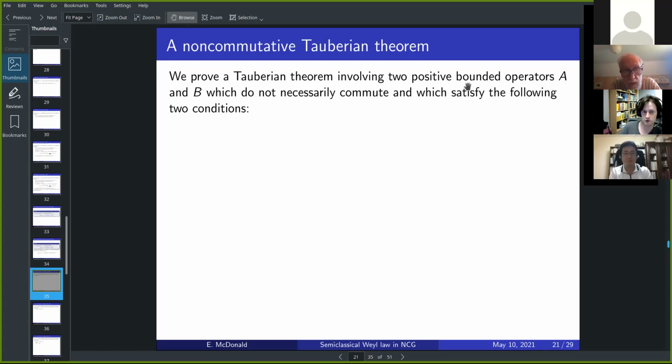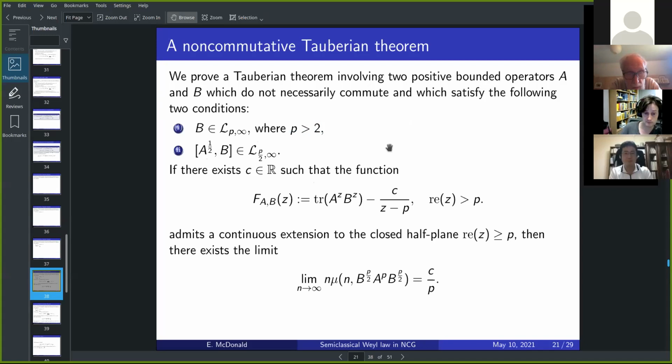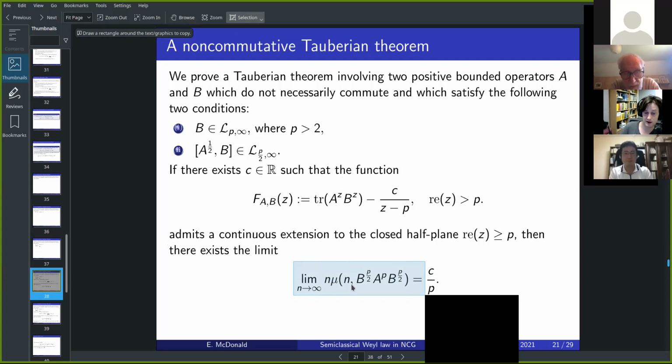Suppose you have two positive bounded operators, A and B. They don't have to commute with each other, but they do satisfy the following conditions. B is in L_{p,∞}, or B is an infinitesimal of order p in Connes' language, and p is bigger than 2. The commutator of the square root of A with B is in a slightly smaller ideal, L_{p/2,∞}. If there exists C and R such that the function trace(A^z B^z) minus C over z minus p admits a continuous extension to the closed half plane, then there exists this limit: μ_n(B^{p/2} A B^{p/2}) is equal to C/p.